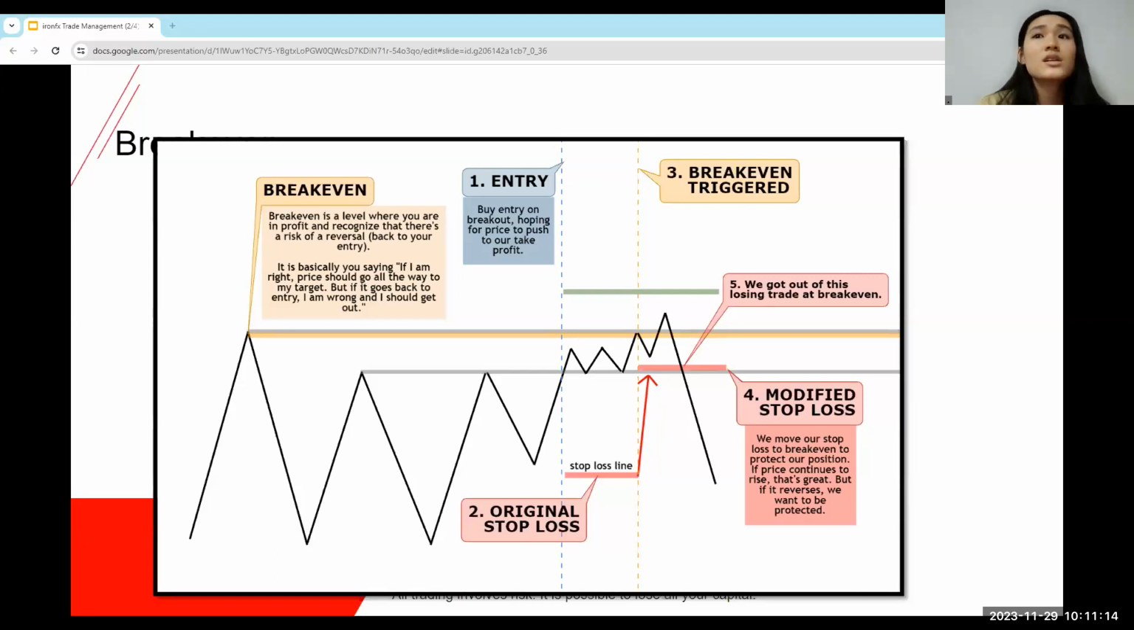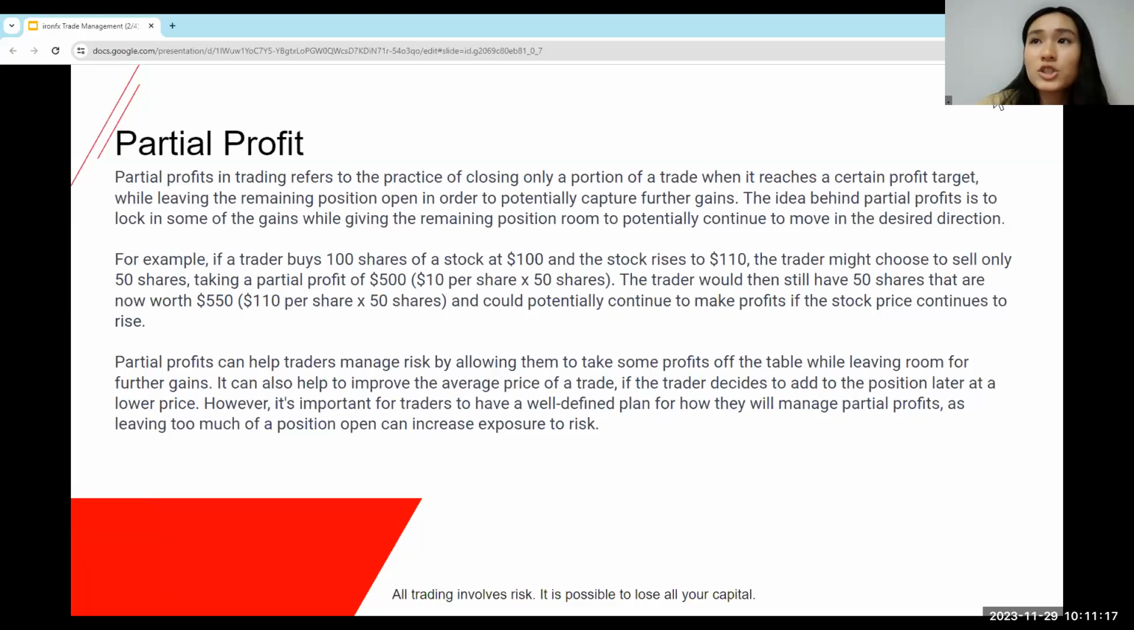Okay, so now let's talk a bit about partial profit. Partial profit basically refers to the practice of closing only a portion of a trade when it reaches a certain profit target, while leaving the remaining position open in order to potentially capture further gains. The idea behind partial profits is to lock in some of the gains while giving the remaining position room to potentially continue to move in the desired direction.